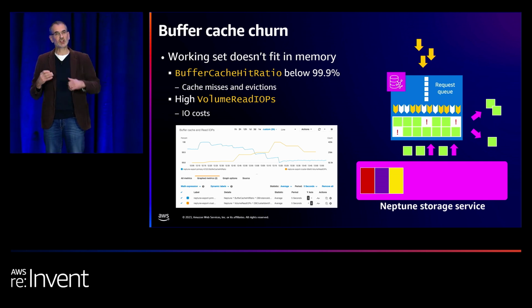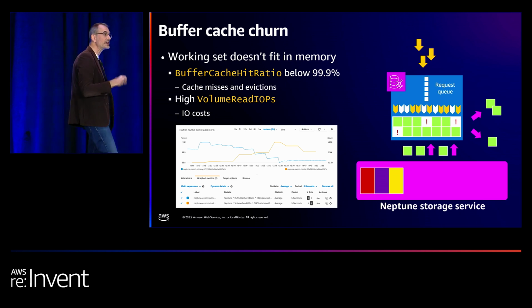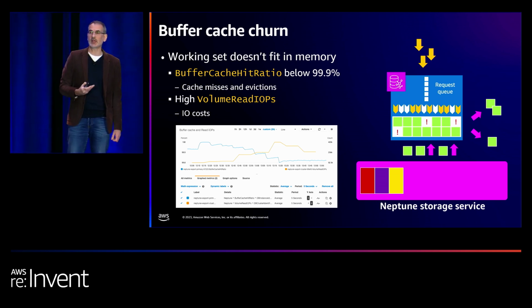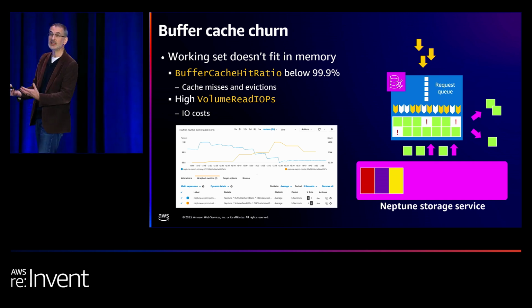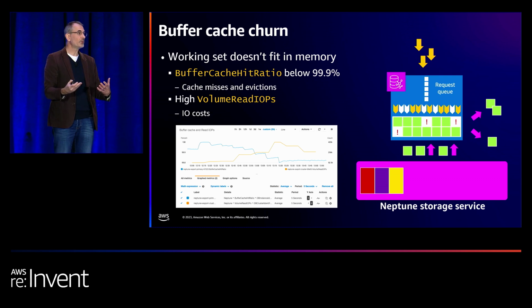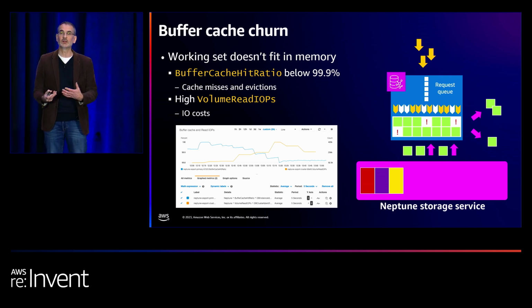And as that buffer cache hit ratio goes down, you'll often see the volume read IOPS going up because we're constantly going down to storage to get all of those additional data pages. So the impact here is very similar, additional latencies. From the application's point of view, it's waiting longer for a particular piece of work to be done.